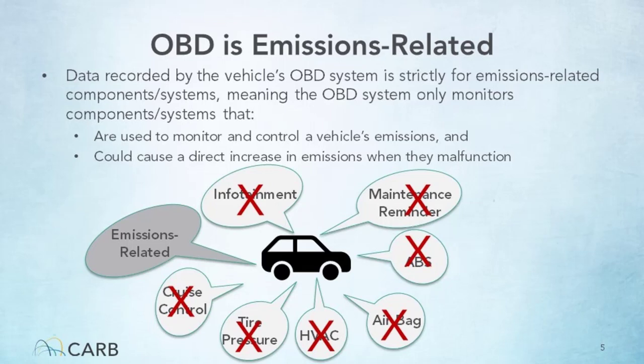The OBD system does not monitor parameters unrelated to emissions. For example, the OBD system won't tell you if there's a flat tire or a problem with safety features like brakes or the airbag.